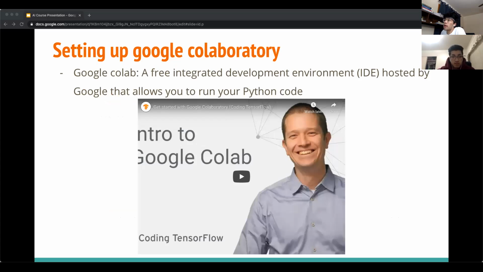So Google Colab, Google Collaboratory, is basically a free integrated development environment, IDE, hosted by Google that allows you to run your Python code. It's specifically made for machine learning, and it's really good for machine learning, AI, and data science. So here's a quick video on how we can set that up.